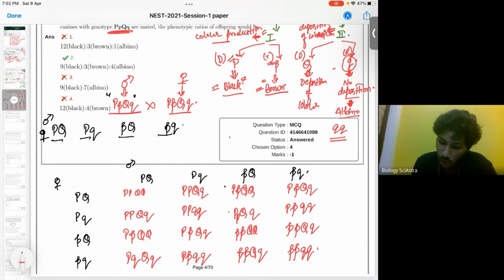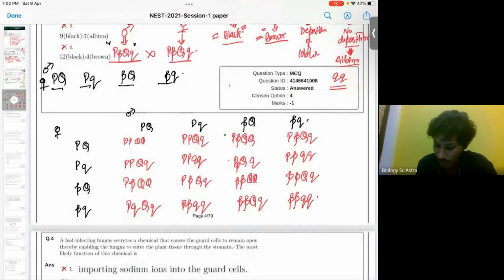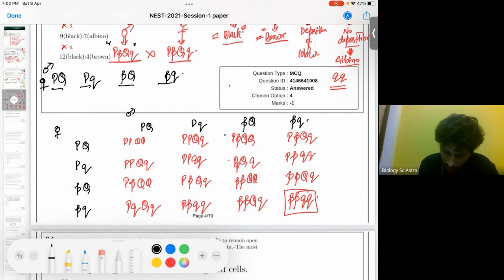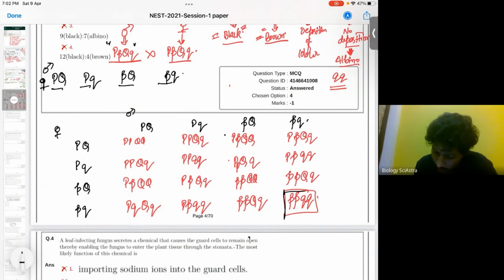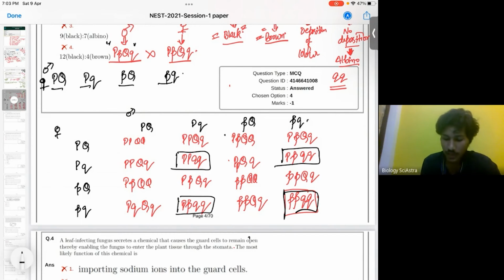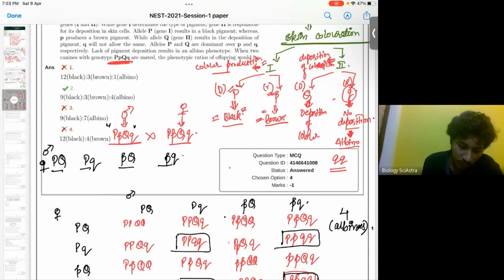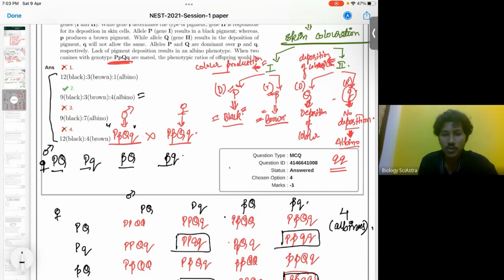अब small q वाले कितने cases हैं? Let us use some other color. This one small q, this one small q, and where is the other? This one and this one. So we will have 4 albinos. And which option among these has 4 albinos? This one. So we know that this option is going to be correct.